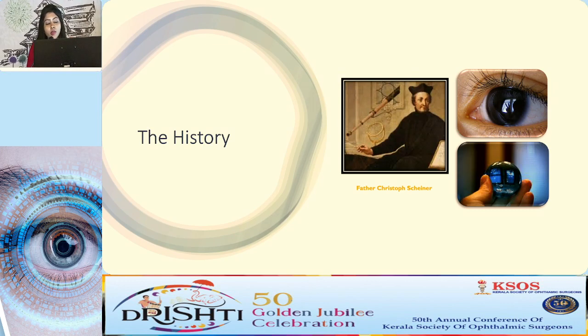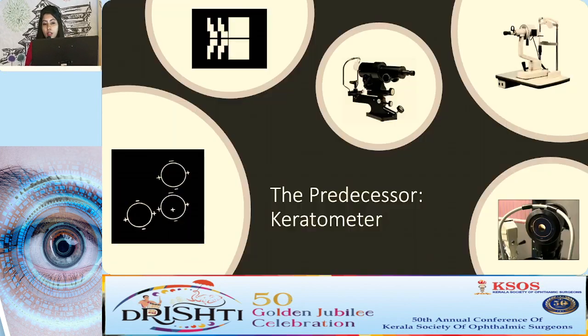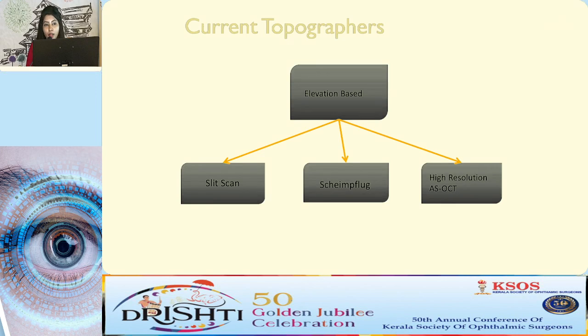So, the history: this was started by Father Christopher Scheiner, who was a Jesuit priest. What he did was he tried to equate the reflections of a window pane on the surface of the cornea to that on a glass sphere of known curvature, thus getting a rough idea of the corneal curvature. This paved the way to the keratometer, which is based on the principle that the radius of curvature of the convex surface is directly proportional to the image that is formed by it.